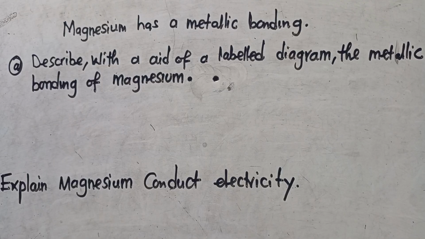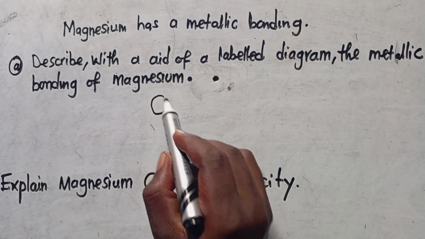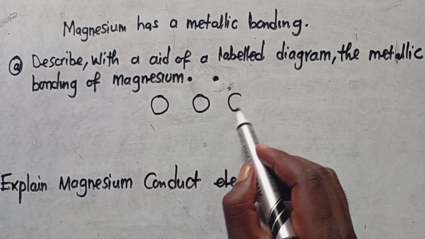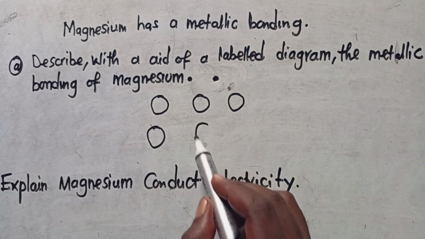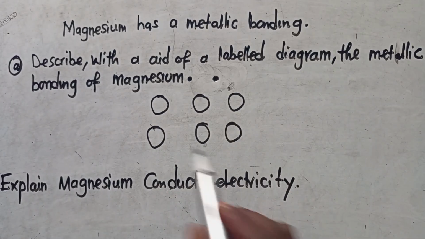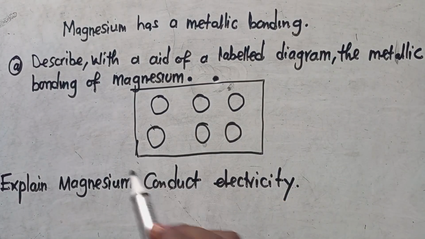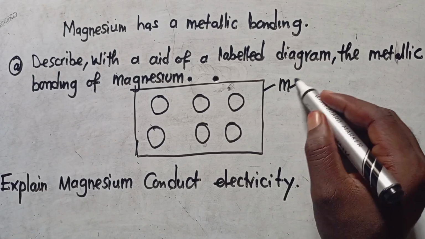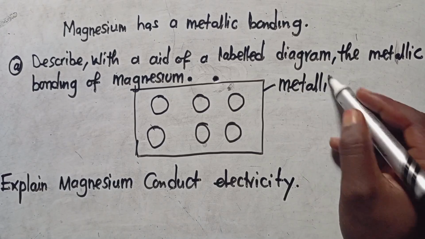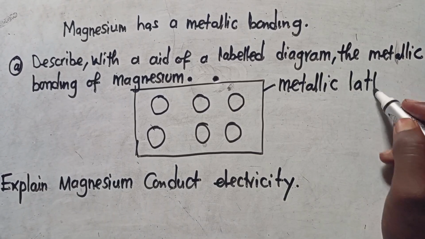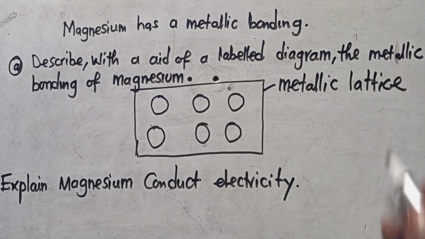What you need to do is write these atoms like this. These are atoms. These are atoms like this. These are atoms like this. You can arrange them like this. So this is what we are calling a metallic lattice. This is what you are supposed to know and understand.